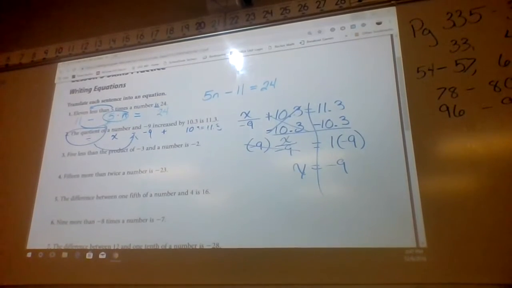Look at number 3. I want you guys to try writing this on your own. Number 3. Translate 5 less than the product of negative 3 and a number is negative 2. If you're confused, write down that sentence exactly how it is.